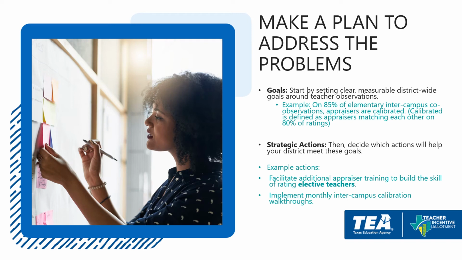Once you have clear goals to improve your teacher observation practices, decide which actions will help your district meet these goals. These actions might take place at the beginning of the year, throughout the whole school year. Here are a couple of examples of strategic actions. Facilitate additional appraiser training to build the skill of rating elective teachers, implement inter-campus calibration walkthroughs, and there are more. We'll share more ideas in the during the year portion of this training.